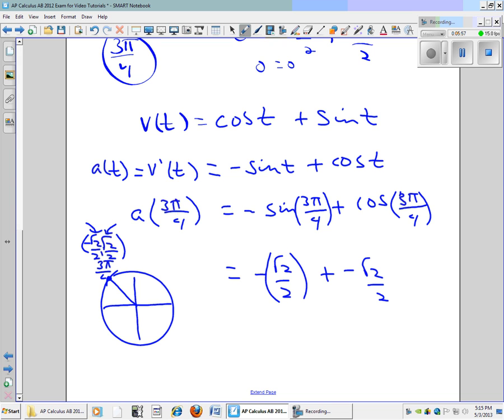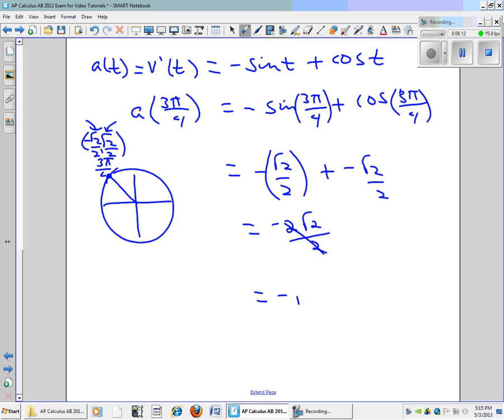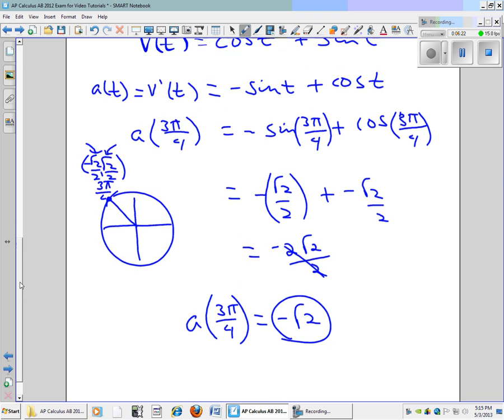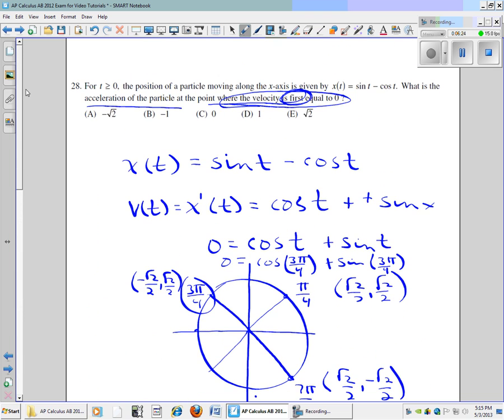So if I have a negative square root of 2 over 2 and then added to another negative square root of 2 over 2, I'm going to get negative 2 square root of 2 over 2, and the 2's are going to cancel, which leaves just the negative square root of 2. And that is my acceleration at 3 pi over 4. And that's our answer. The negative square root of 2, that's letter A.